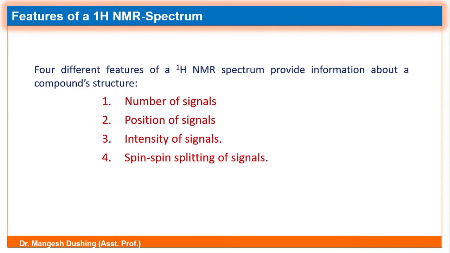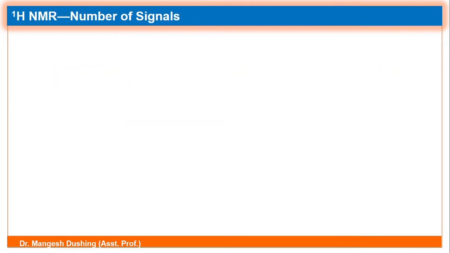Signals are split into smaller signals. This splitting gives us information about their neighboring protons. So that much information we are getting from NMR spectroscopy: the number of peaks, peak positions, intensity of the signals, and spin splitting of the signals. In this particular video, we will learn about the number of signals in the NMR spectrum.